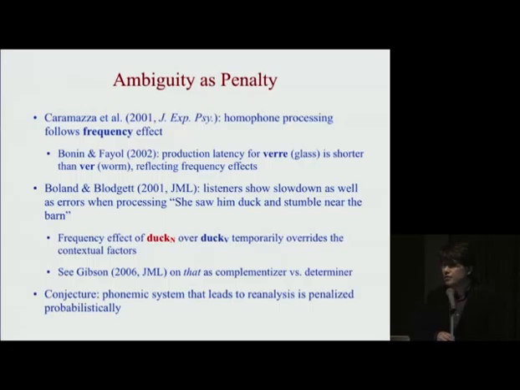If you're in Boston, if you have the merger for cot and caught, if I say something like "I slap on the cot," and you have only one vowel, you're actually going to hear the past tense of catch first before you hear the noun form of cot. This is exactly what these results show. This will give us a way to calculate the fitness of the two competing phonemic systems.